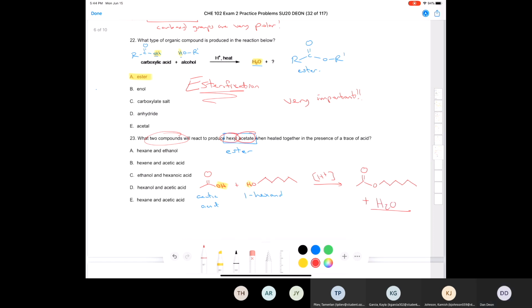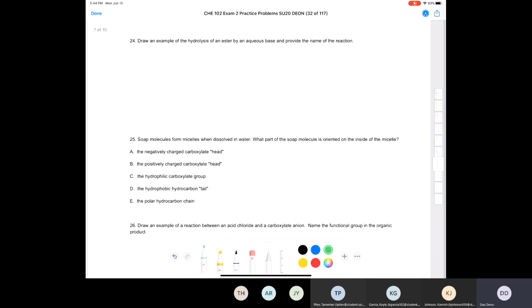H2O. All right. In esterification, this is another example of esterification, one of the most important reactions. We take a carboxylic acid plus an alcohol, and we produce an ester and water. Okay, let's move on from there.